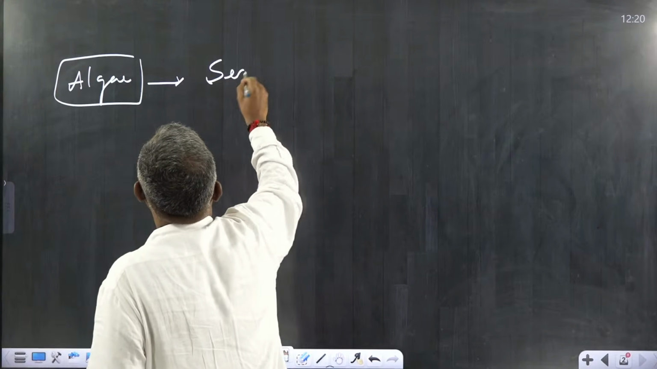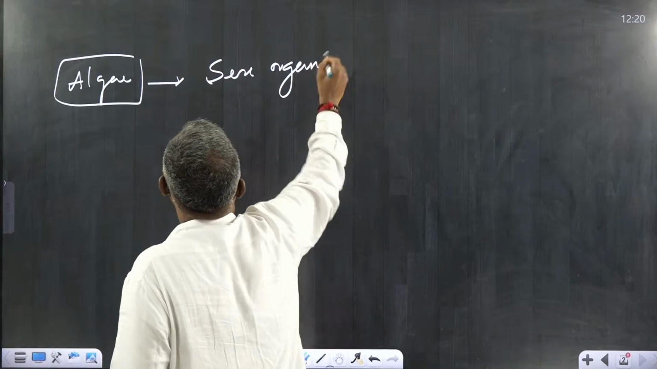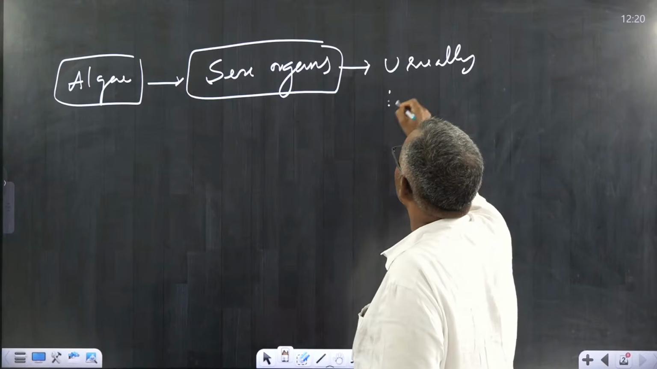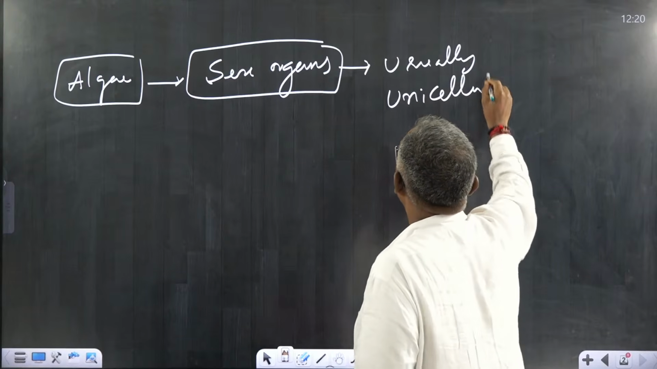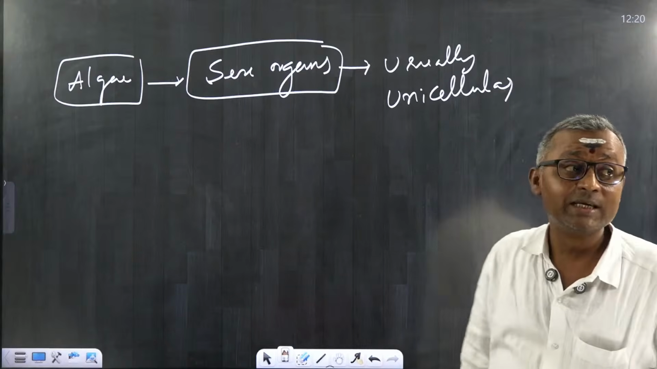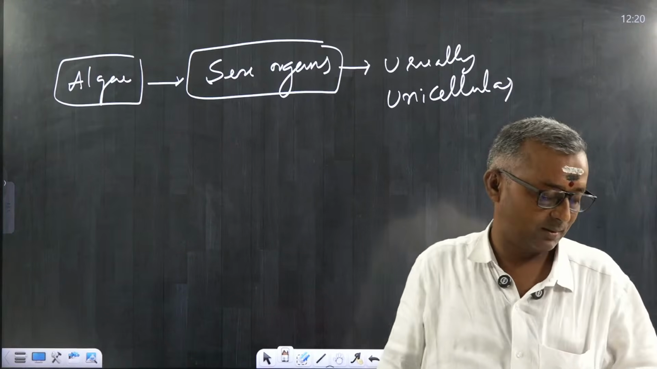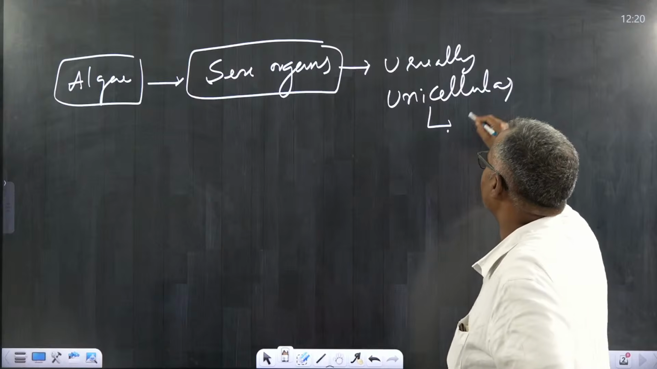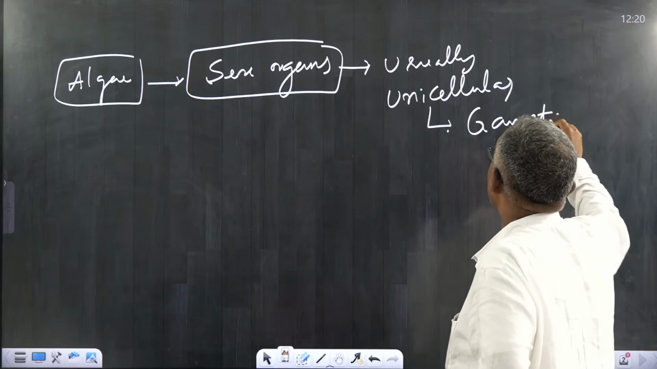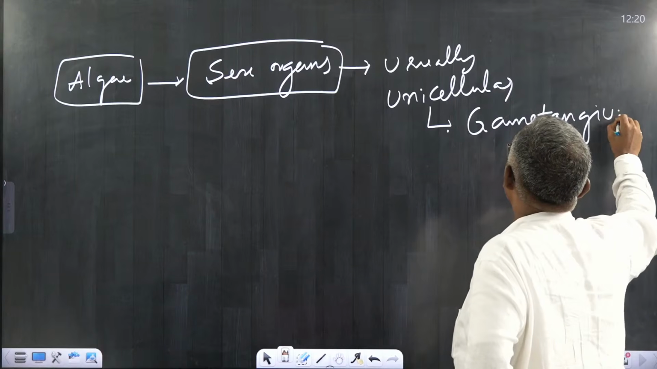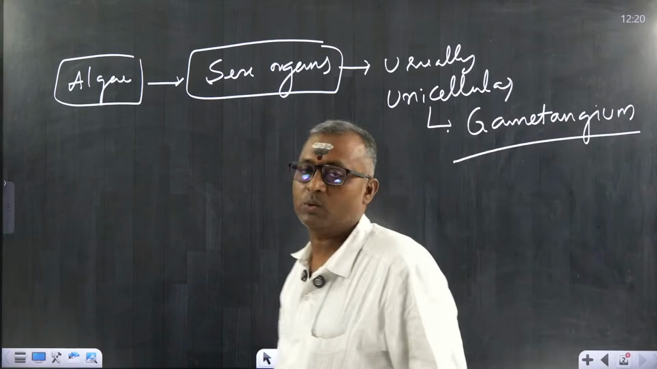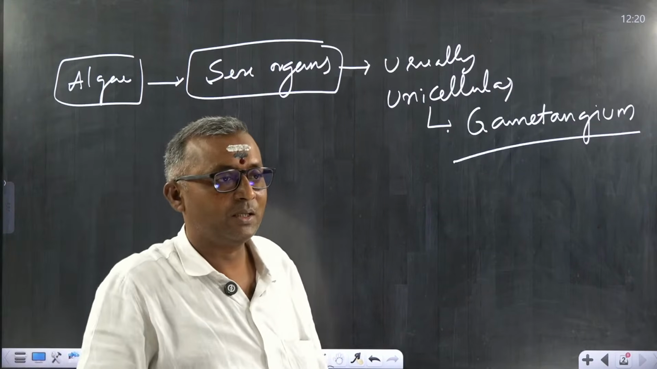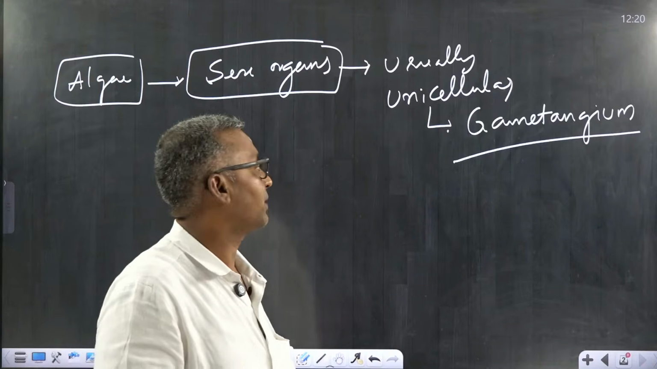the sex organs are usually unicellular. What are they? Unicellular. That means it is made with only one cell. Only one cell is present. This unicellular sex organ is called gametangia. Gametangium singular, gametangia plural. Try to remember this terminology. This terminology actually makes you have some confusion.